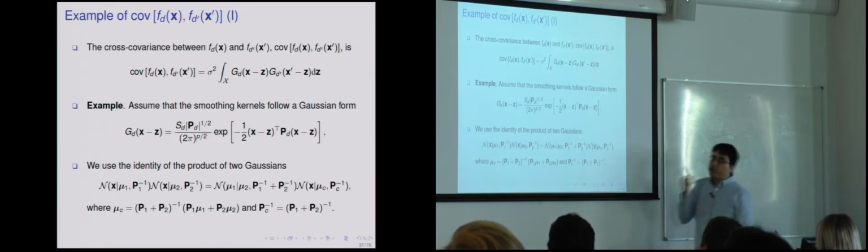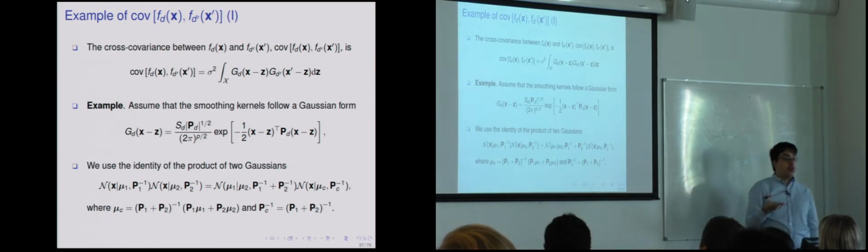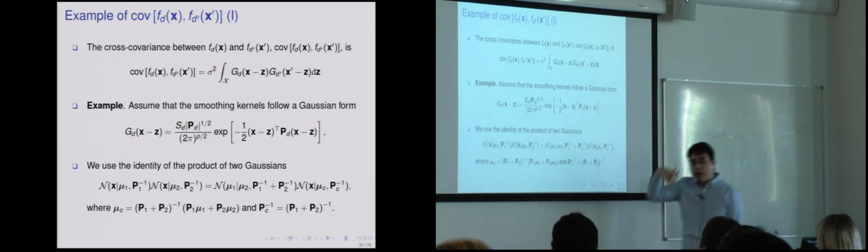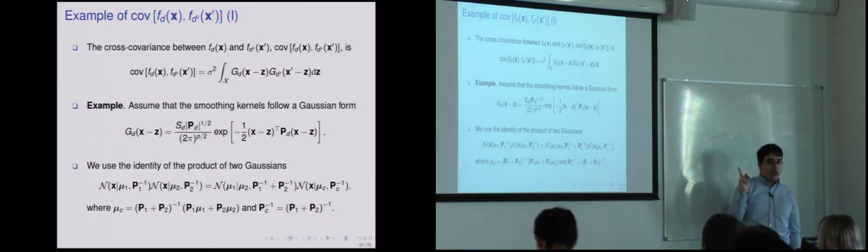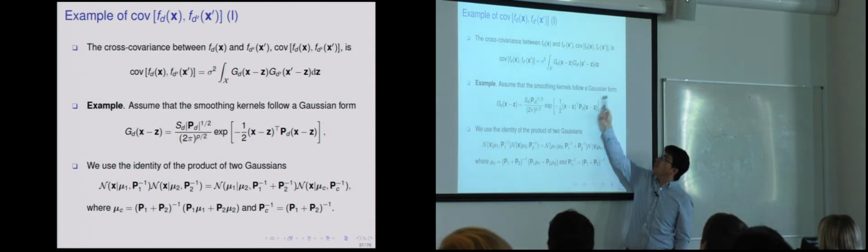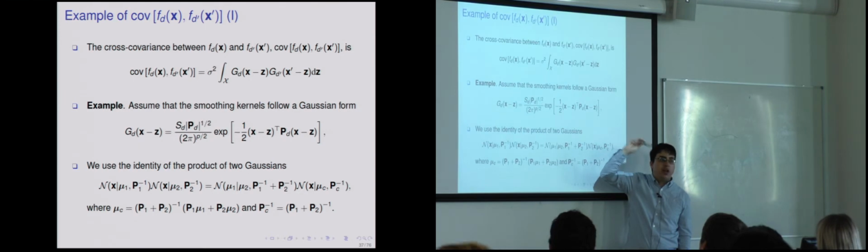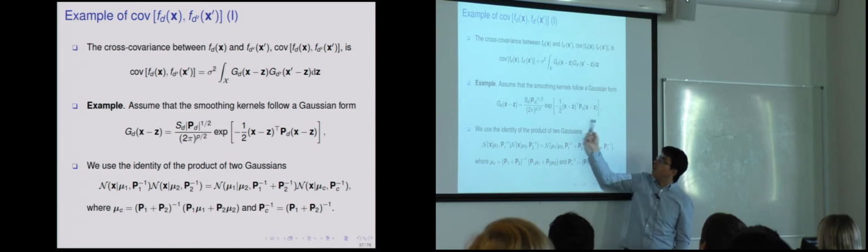So how do we use this in practice? Well, we need to assume some form for the smoothing kernel, such that if I integrate the square of that smoothing kernel, it has to be finite. One easy choice is to assume that those smoothing kernels have a Gaussian form, like the one that you see here, where I have this parameter P_d. It's not really a distribution; in a distribution, we would say this is a precision matrix.